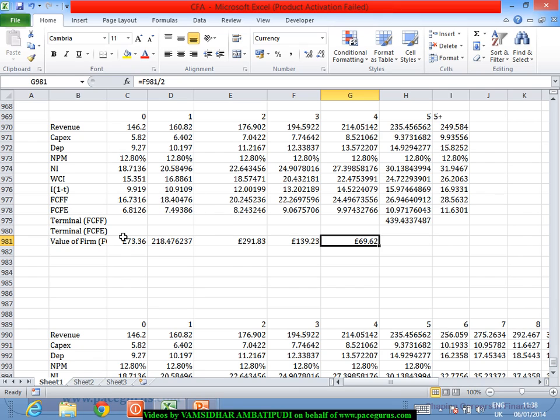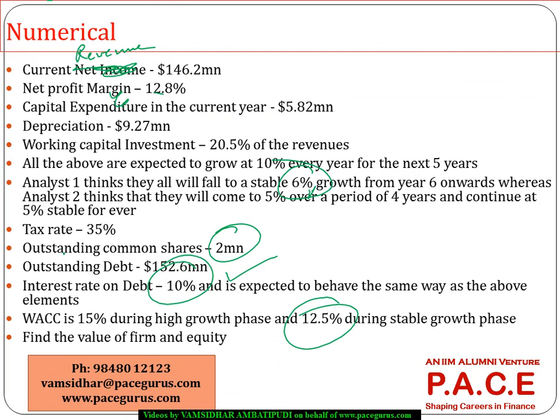Now when I am going with FCFE, these are the cash flows. Now when I go with the FCFE kind of an approach, so the value of the firm using the FCFE approach, I have to discount them with the required rate of return, but here I don't know the required rate of return.